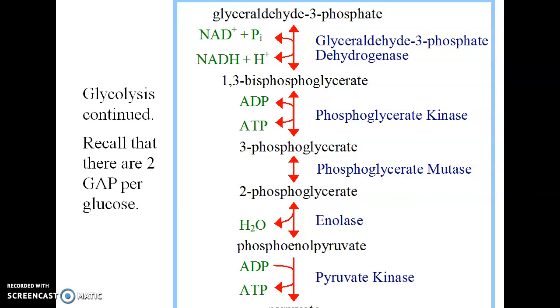The 3-phosphoglycerate just changes position, from 3 to 2-phosphoglycerate, with the help of phosphoglycerate mutase. This 2-phosphoglycerate will release the water molecule and form phosphoenol pyruvate with the help of enolase enzyme. This phosphoenol pyruvate will convert into the pyruvate molecule, and in this step also ATP will be generated with the help of pyruvate kinase.